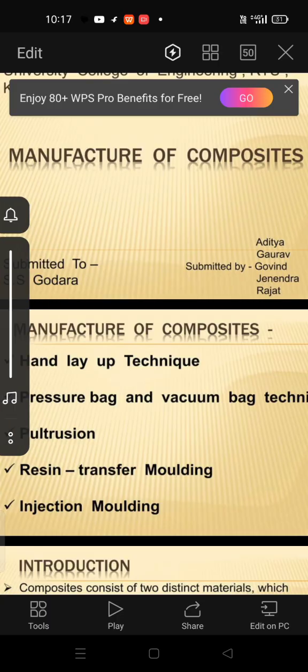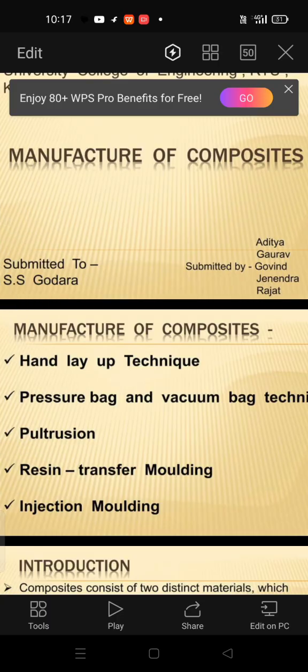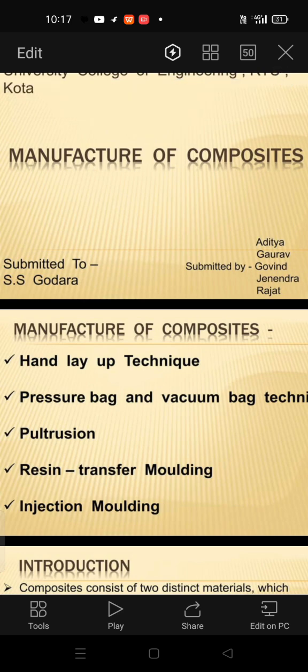This session we are going to see the manufacturing of the composites. There are several techniques involved for the manufacturing of the composites: hand layup technique, pressure bag and vacuum technique, next pultrusion technique, resin transfer molding technique, and finally injection molding technique. These are the techniques available for the day-to-day manufacturing of the composites.